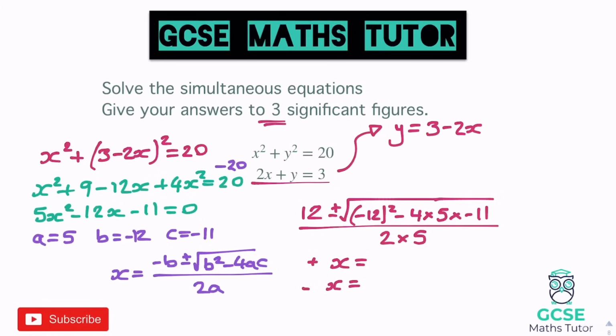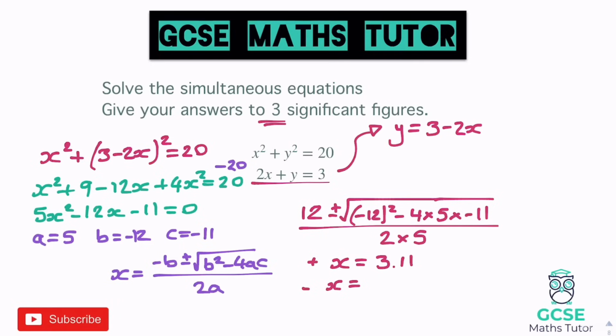So I'm just going to write it down to 3 significant figures. For the plus version, I get 3, which is my first significant figure, 0.107, so that 7 rounds the 0 up to a 1, and I get 3.11. Okay, so there we go, there's my first solution.